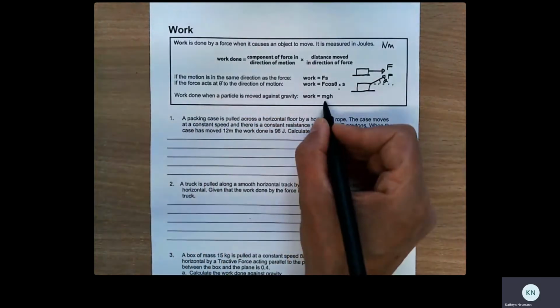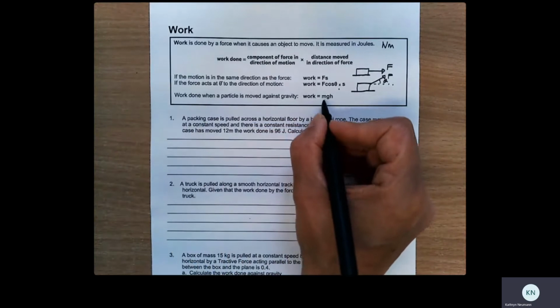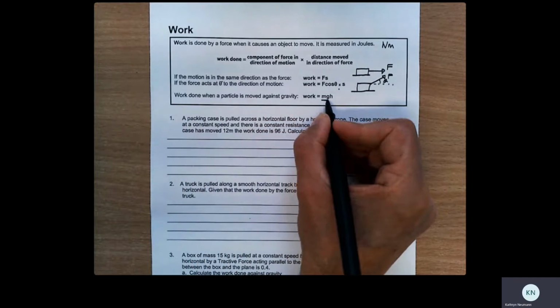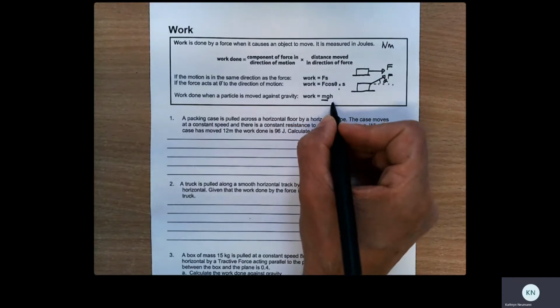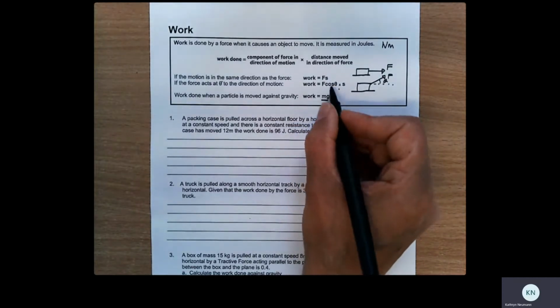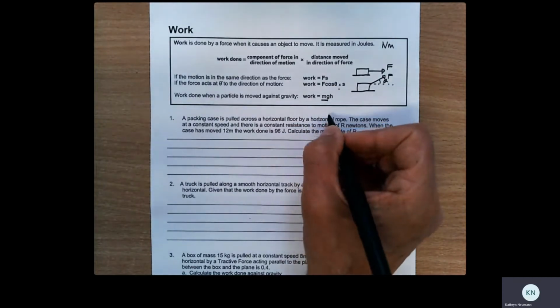We sometimes also speak of work done against gravity. This is mgh, and a way of thinking of this is the force you have to apply to overcome the weight of the object multiplied by the perpendicular distance upwards. This is the vertical distance that you move it.